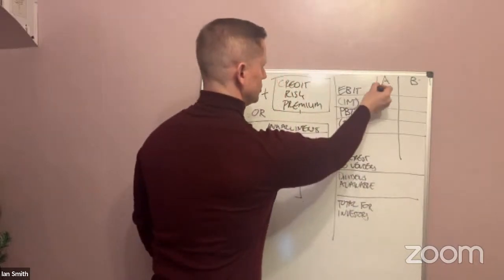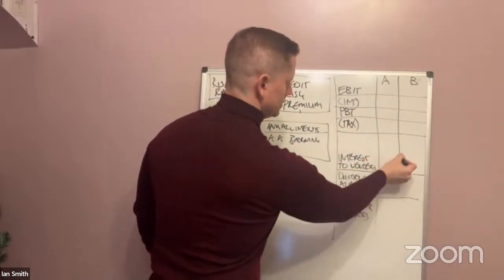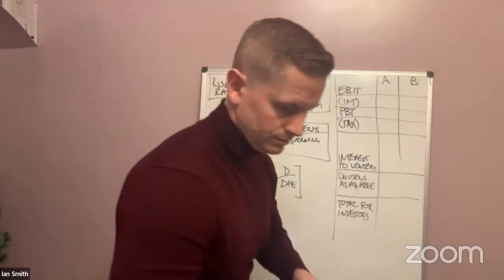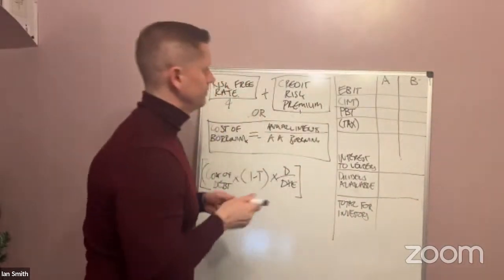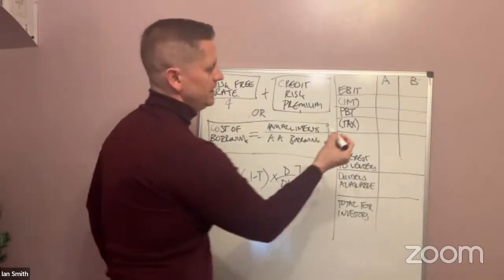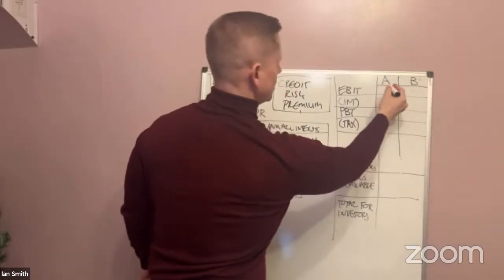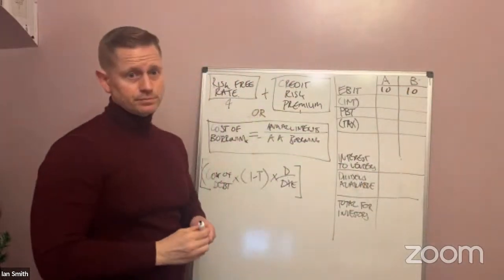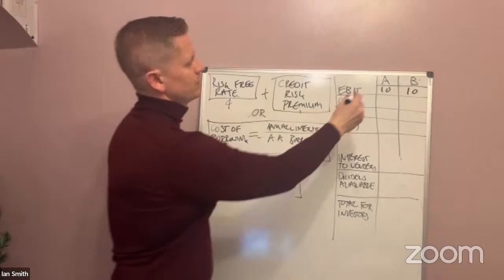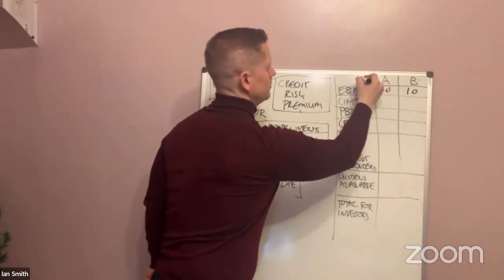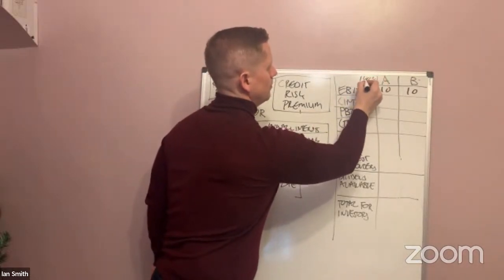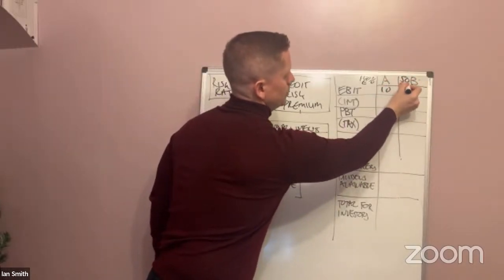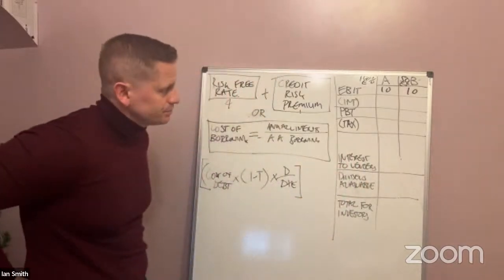Okay, so we'll just make this nice and neat. Okay, so company A, company B, both the same. Company A, let's say 10 million in EBIT. Now, company A is 100% equity. Company B, 50% equity, which means they're 50% debt.